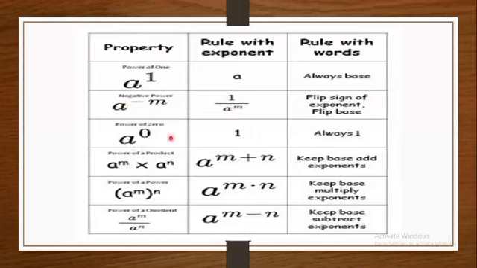a to the power 0 is equal to 1. Any number raised to the power 0 is equal to 1, except 0 to the power 0, which is undefined, math error.